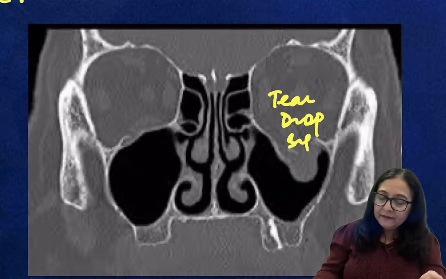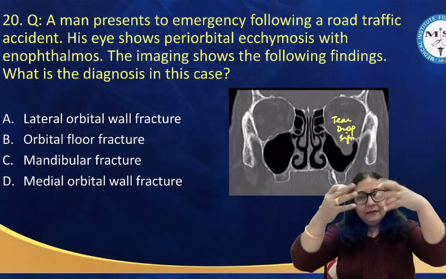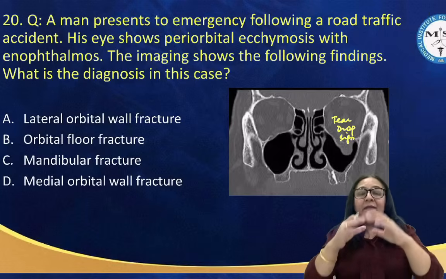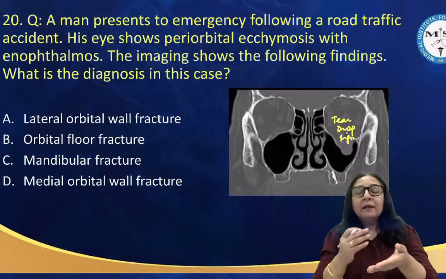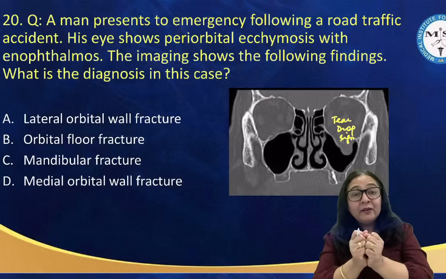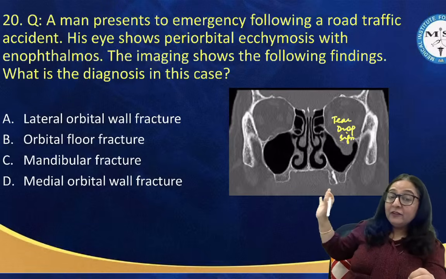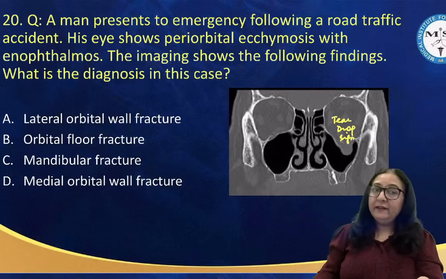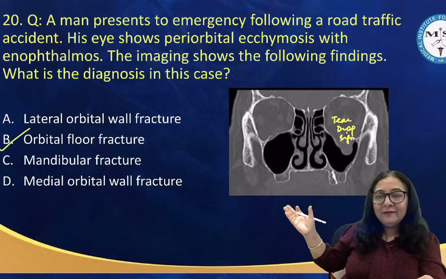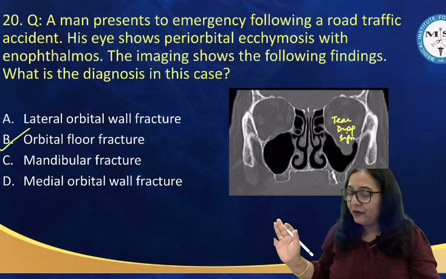Whenever there is an orbital blowout fracture, there is enophthalmos, an inward displacement of the eye. The eye can show bruising around the eyeball, subconjunctival hemorrhage. There can be diplopia because of entrapment of the inferior rectus muscle, with limitation of elevation. All these features are because of the orbital floor fracture. Other choices you can very well rule out. This is not a lateral wall or medial wall. We are not seeing the mandibular bone anywhere over here. So this should be a spot diagnosis for all of you. Correct?